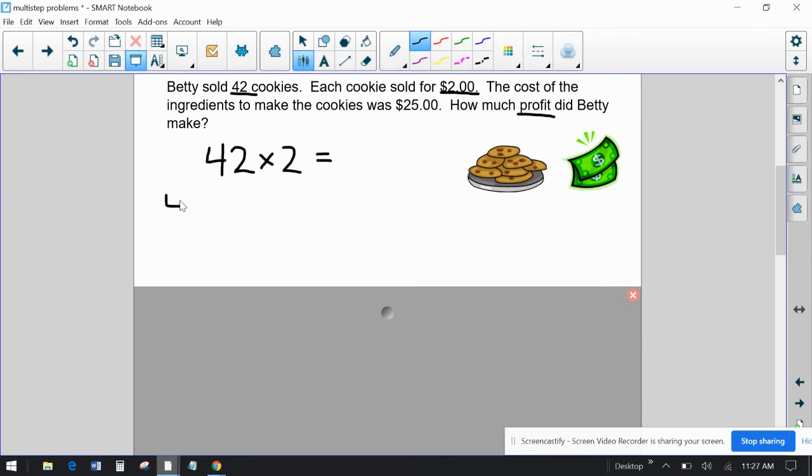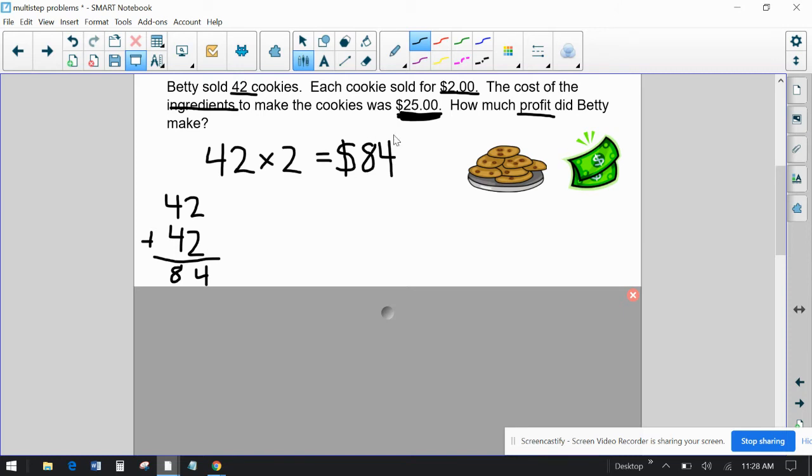I'm actually thinking 42 plus 42. In fact, I don't even really need to write this down, but I will. I know 2 plus 2 is 4, and we don't have to regroup. It's just 84. So she made $84 on the cookies, but before she even sold them, she had to spend $25 to buy all the ingredients first. So sometimes it takes money to make money, right?